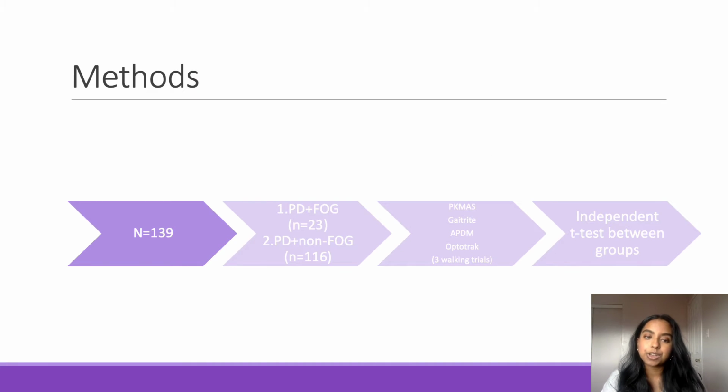To do this, we took 139 individuals with Parkinson's and we divided them into two groups. The first group were the freezers, and that consisted of 23 people. The second group were the non-freezers, and this consisted of 116 individuals. We then standardized walking trials across 4 different softwares: PKMass, GaitRight, APDM, and OptiTrack. And then we ran independent t-tests between the groups to see if there were any differences.